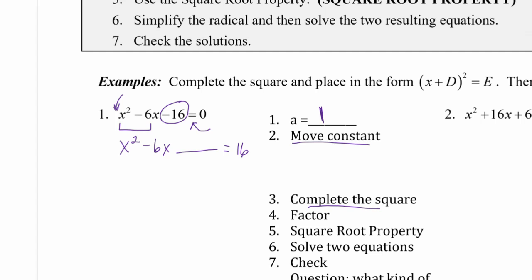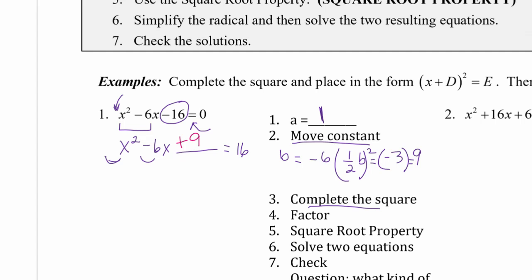And now we're going to complete the square. We're going to look at the left side. And so again, a is 1. We already checked that. b is negative 6. Half of b is negative 3. And then we're going to square that, and that's going to be 9. So that's the step that we call completing the square. And so we're going to add a plus 9 here.